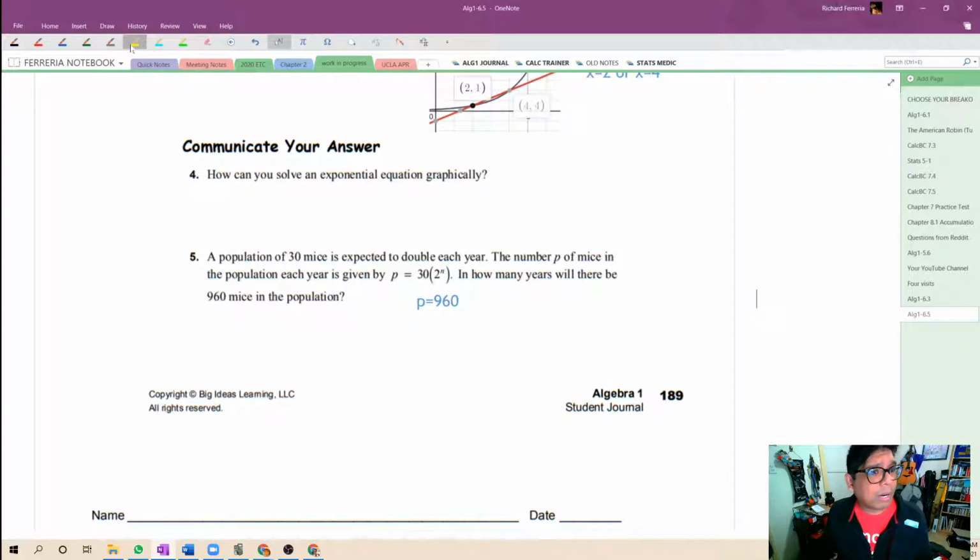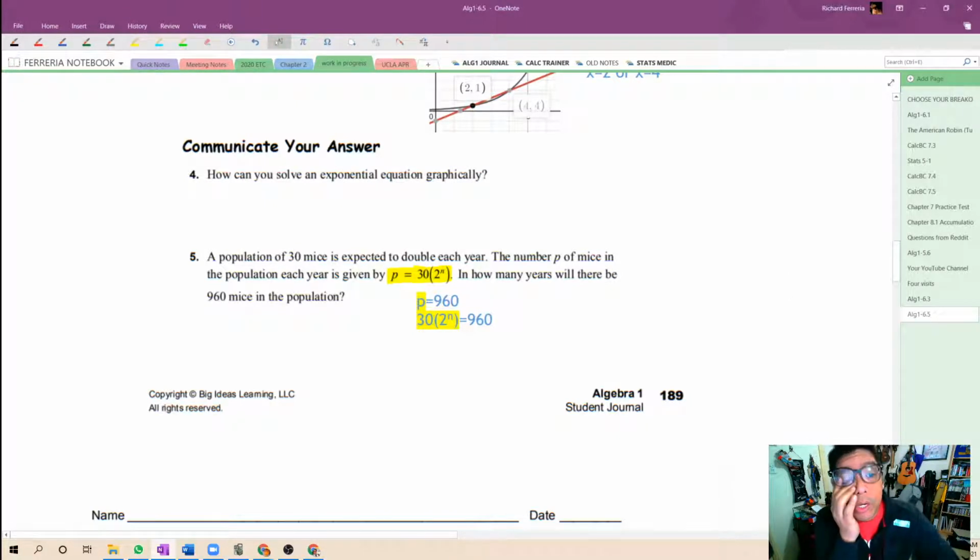We also see right here that the population is given by this equation, P equals 30 times 2 to the n power. And my equation also has a P in it. So I can substitute the equation for P into P equals 960, and I get something which I can solve graphically. The first equation I'm going to graph is 30 times 2 to the x power, and I have to use x because my Desmos doesn't know how to graph for an n. And then the second equation I'm going to graph is y equals 960.